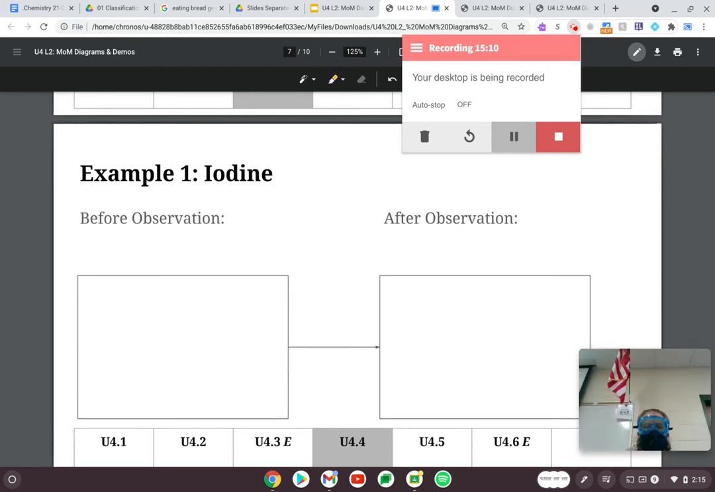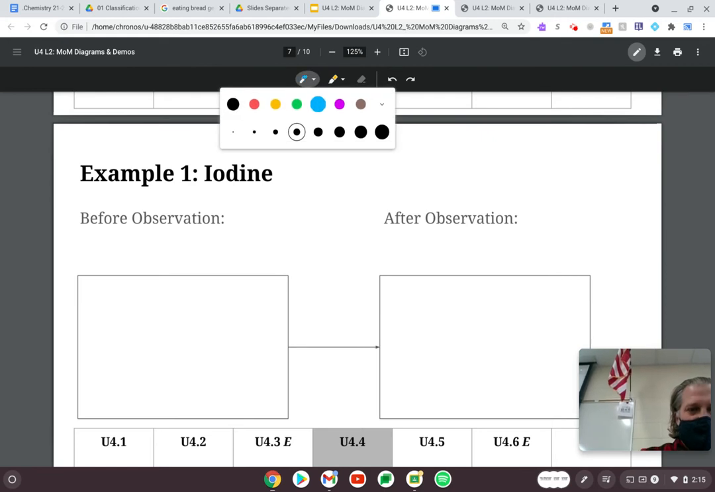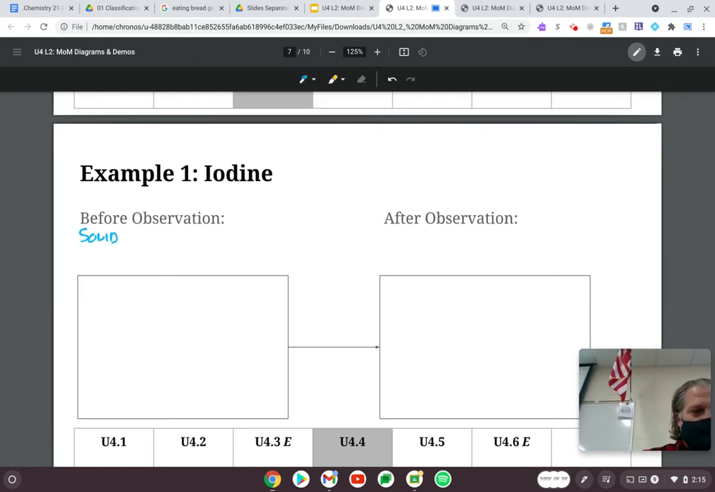Okay. All right. So let's talk for a minute or two about the observations that you made. The first observation that I would make would be, what state of matter was this substance? Yeah, this substance was a solid. All right. What else could you say about it? Okay, yep, the color. I heard somebody say earlier that it was a dark gray or black.